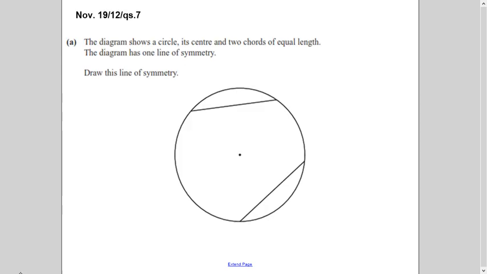So let's begin with the question. The diagram is given to you. Two chords of equal length are given here. You have to draw one line of symmetry. So you have to draw a line such that when you fold along that line, the two chords should meet.